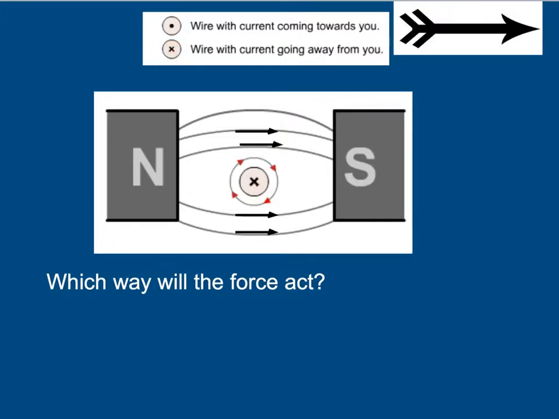So in this diagram, we've got our current going into the page. So I want you to use left-hand rule now to work out which way that wire will move. Did you work it out? The field is going this way. The current is going down away from you into the page, so the force will push the wire downwards.